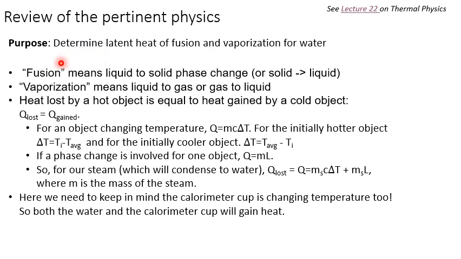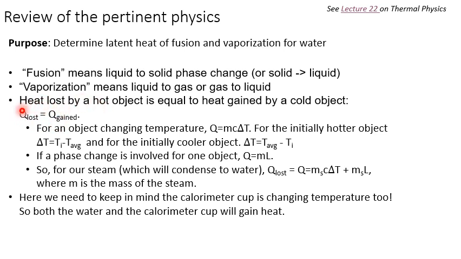So keep in mind that fusion, what we're talking about, that's a liquid to a solid phase change or a solid to a liquid. That's what the fusion is. Vaporization, we're talking about the liquid to gas or gas to liquid transition. So the key equation here is that the energy lost by a hot object is equal to the energy gained by a cold object or objects. And this is the key equation that we're going to use to solve for the latent heats.